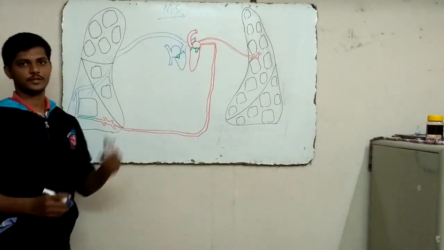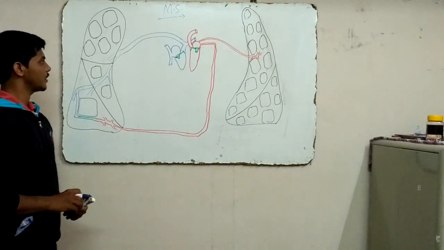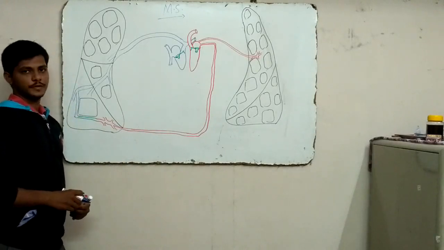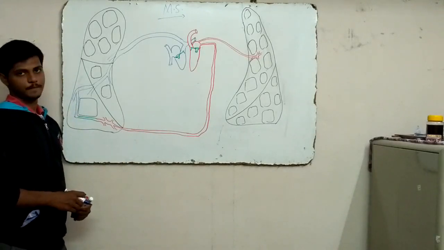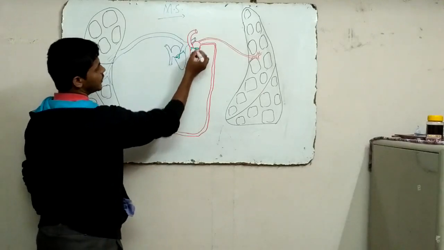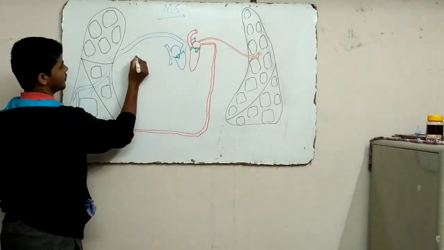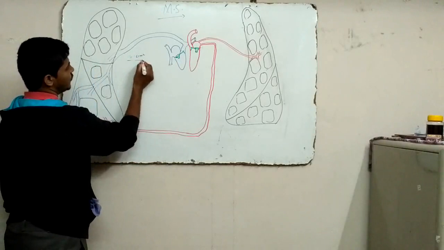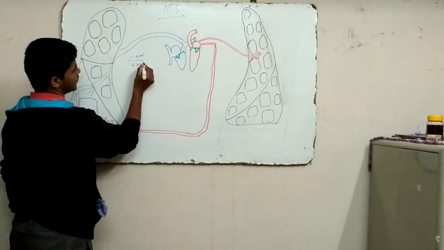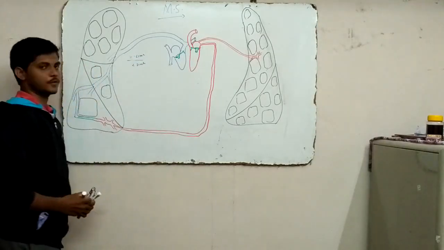Today we'll discuss mitral stenosis. In mitral stenosis, there is narrowing of the mitral orifice area. The normal area is around 4 to 6 centimeters squared. If it becomes less than 2 centimeters squared, that leads to mitral stenosis.